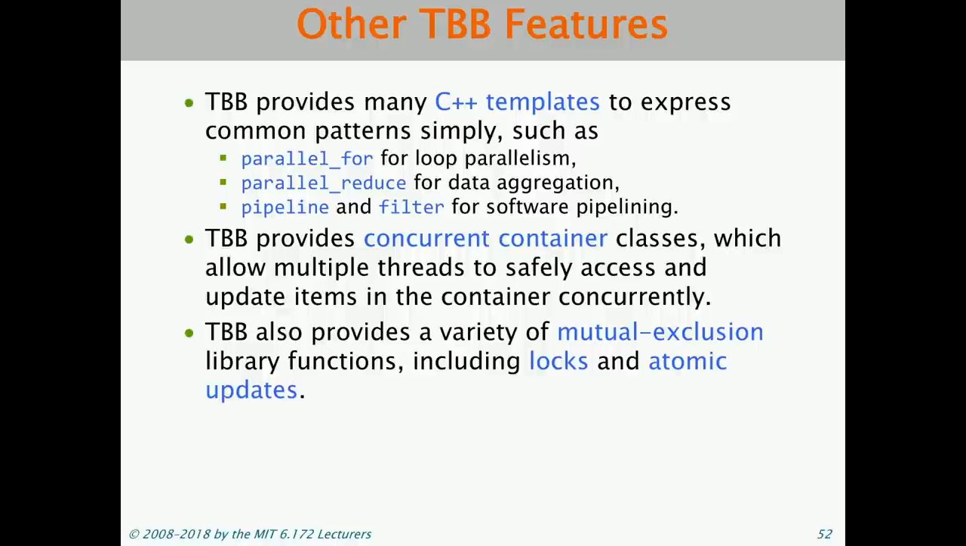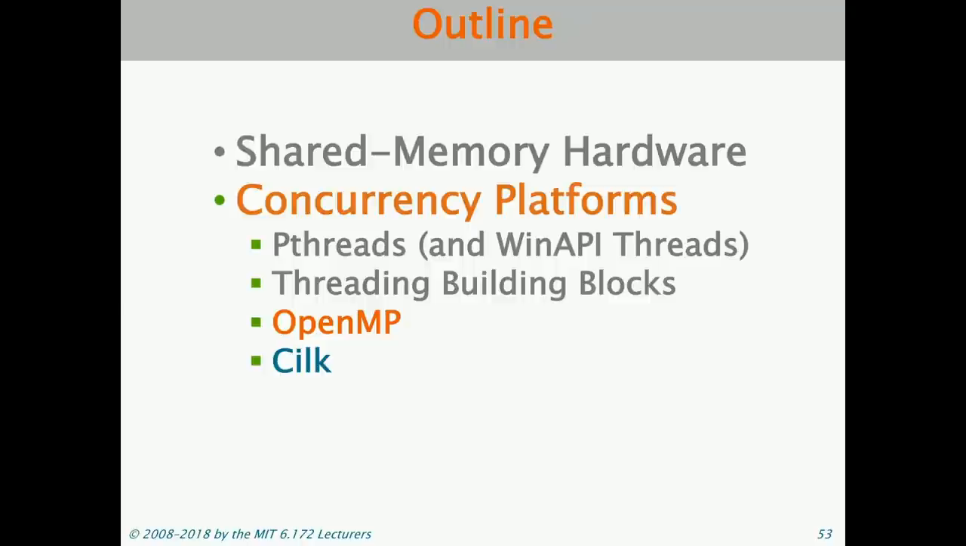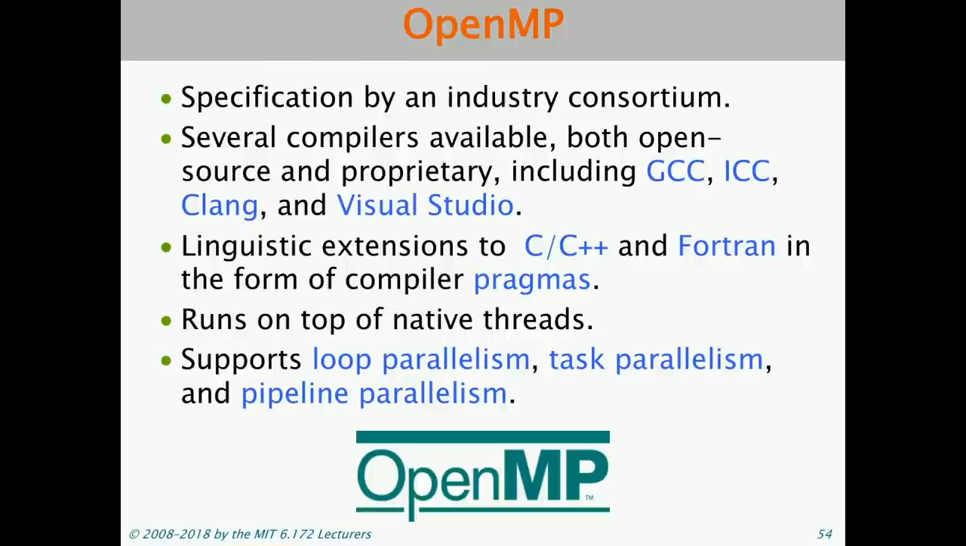So TBB was a library solution to the concurrency problem. Now we're going to look at two linguistic solutions, OpenMP and Cilk. Let's start with OpenMP. OpenMP is a specification by an industry consortium, and there are several compilers available that support OpenMP, both open source and proprietary. Nowadays, GCC, ICC, and Clang all support OpenMP, as well as Visual Studio.